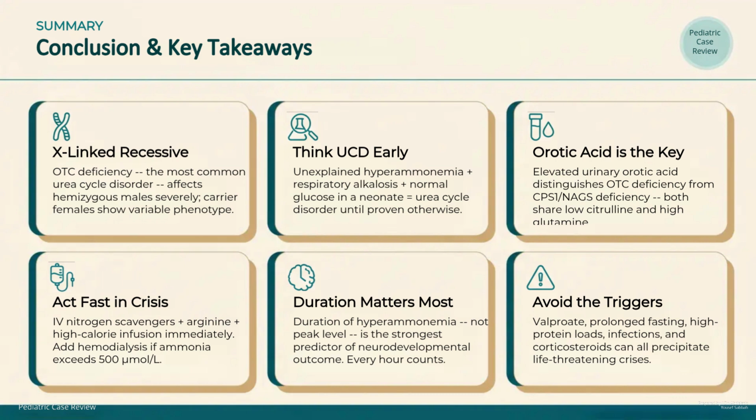4. Act fast in crisis with IV scavengers, arginine, high-calorie support, and dialysis if ammonia exceeds 500. 5. Duration of hyperammonemia matters most for outcome. 6. Avoid the triggers: valproate, fasting, protein loads, infection, corticosteroids.